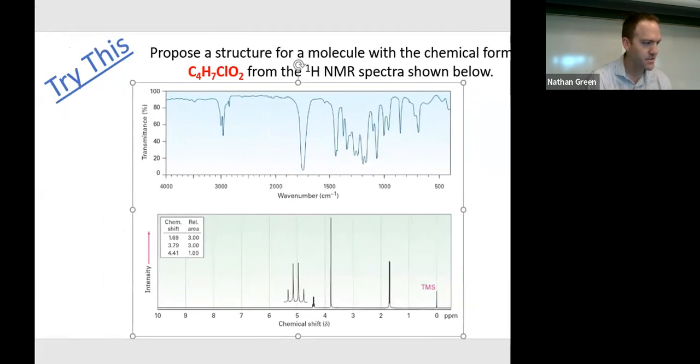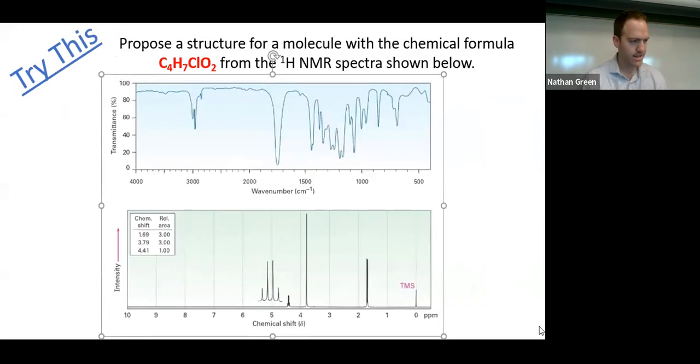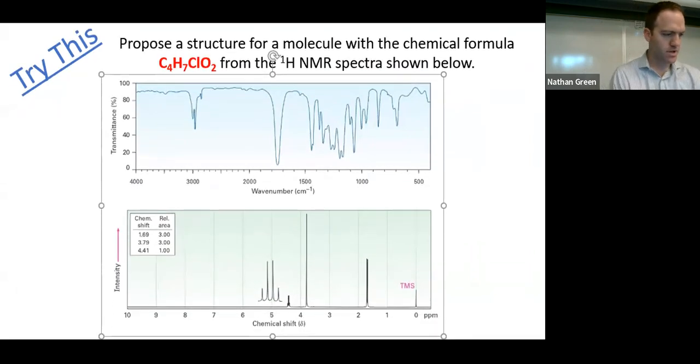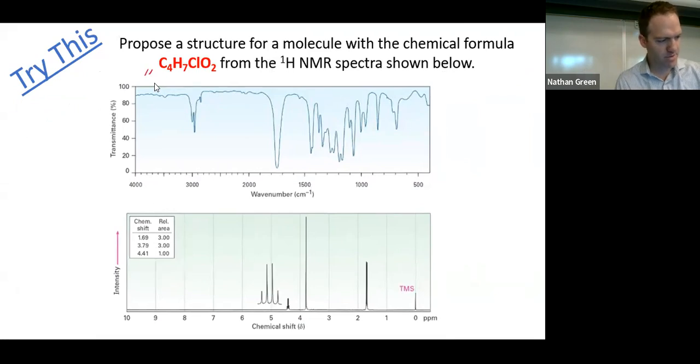So how many degrees of unsaturation does this molecule have? We add the halogen to the carbon. So this gives us a fake formula of C4H8. Our saturated formula is going to be C4H10. We're missing 2 hydrogens. That's 1 degree of unsaturation.